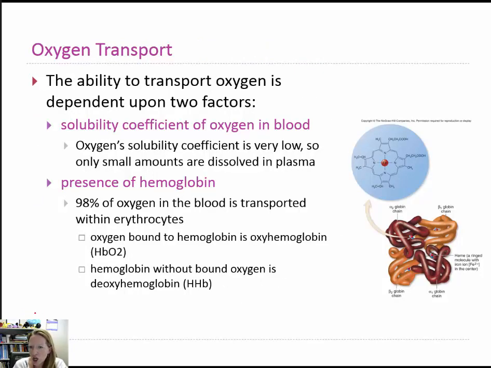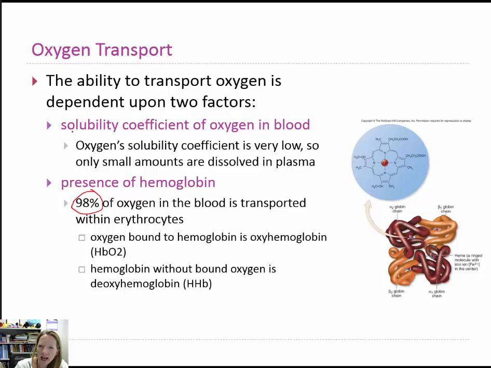Like oxygen. We know how oxygen is transported around. But what's surprising is actually not all of it. 98% of oxygen is going to be transported within the erythrocytes. Remember, you have the hemoglobin, and hemoglobin is going to have those 4 iron molecules, and that is where oxygen is actually going to attach. It's going to be on those molecules.